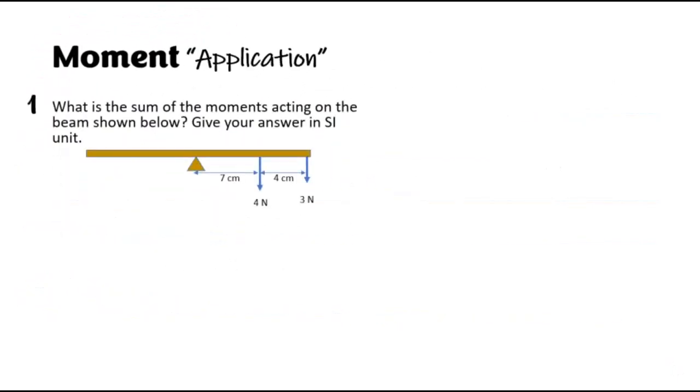Question 1 reads, what is the sum of the moments acting on the beam shown below? Give your answers in SI unit. First thing we do in these questions is to identify our forces. So we'll label F1, F2, so that it's easy to identify which one we're making reference to in our equation. Then I'm going to be converting these distances to meters. Since the force is already in newtons, I'm only converting the distances to meters because the question asks us for SI unit.